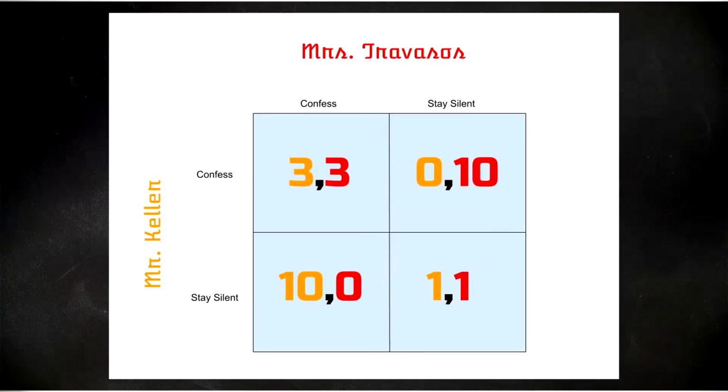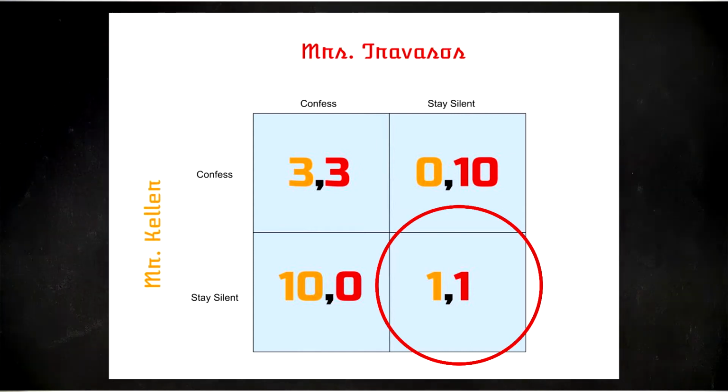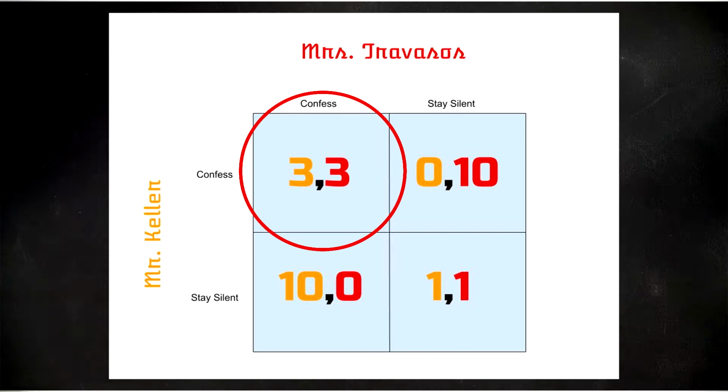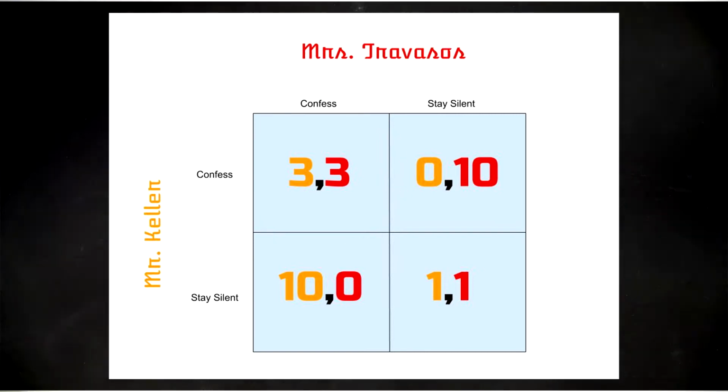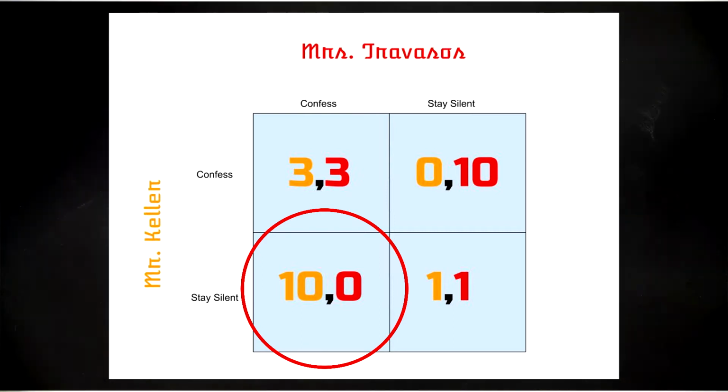There are four possible outcomes in this situation. If both Mrs. Travasos and Mr. Keller stay silent, they both get 1 year in prison. However, if both of them rat the other out, they both get 3 years in prison. If Mrs. Travasos rats Mr. Keller out and Mr. Keller remains silent, Mrs. Travasos is set free, but Mr. Keller gets 10 years in prison.